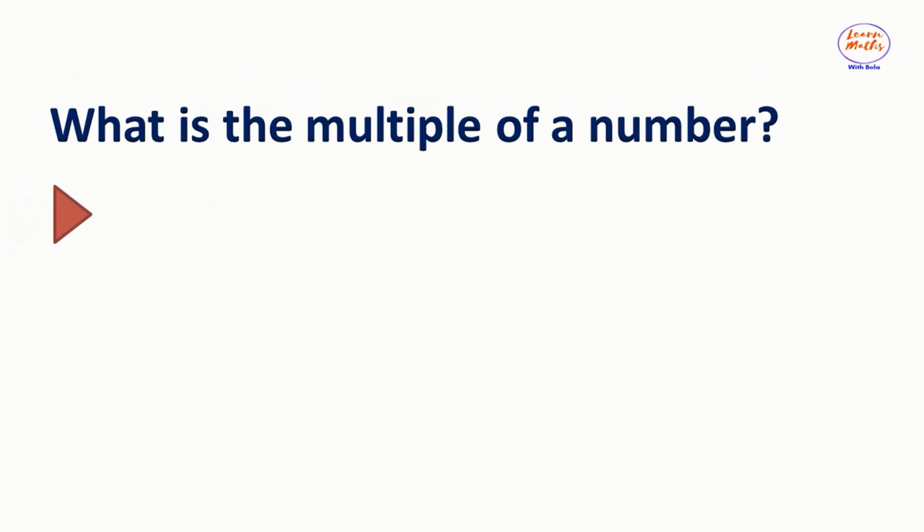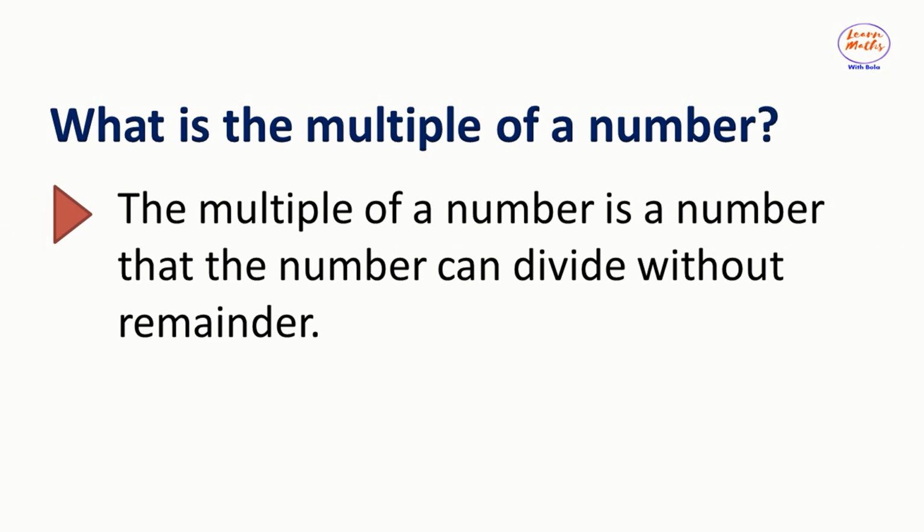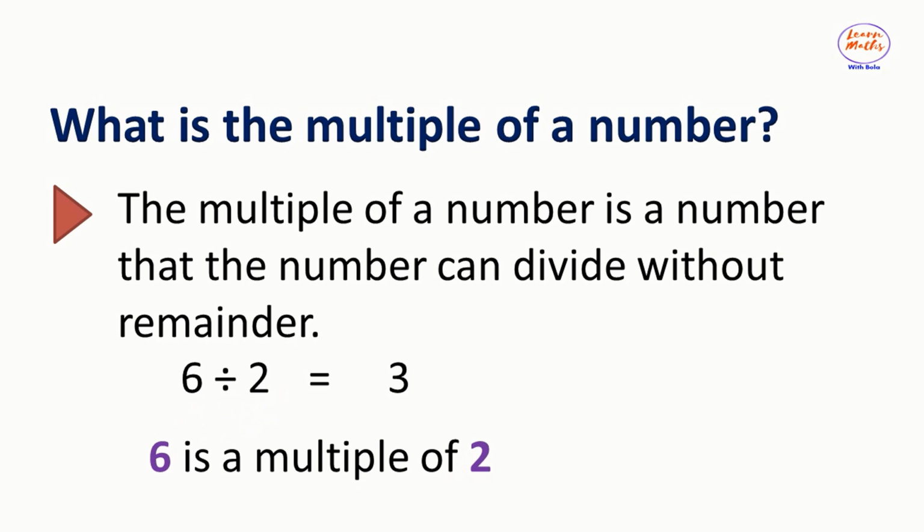Now, what is a multiple again? The multiple of a number is a number that the number can divide without remainder. Don't be confused because of the repetition of the word number. Now we can say 6 divided by 2 is 3. That simply means that 6 is a multiple of 2. Why? Because when 2 divides 6, it is perfect, there is no remainder. So that makes 6 a multiple of 2.